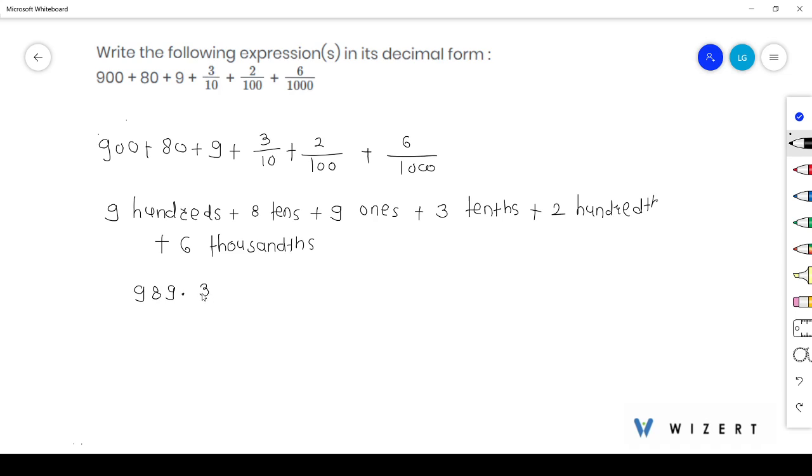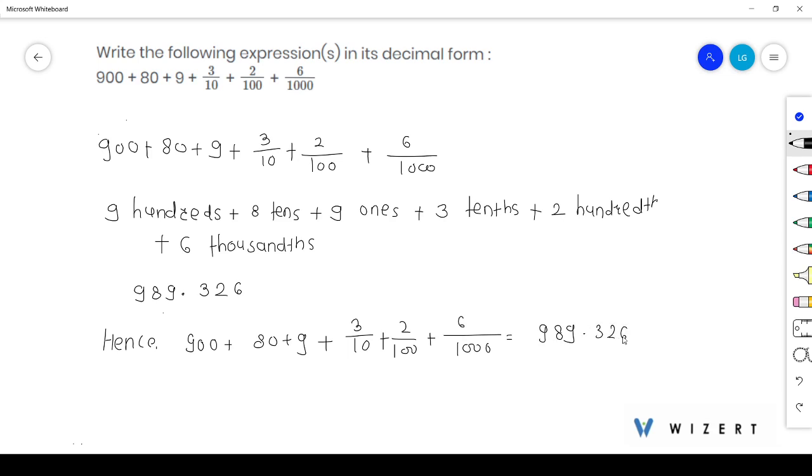989. 3 tenths means 3, 2 hundredths, 6 thousandths means 3, 2, 6. Hence 900 plus 80 plus 9 plus 3 by 10 plus 2 by 100 plus 6 by 1000 is 989.326.